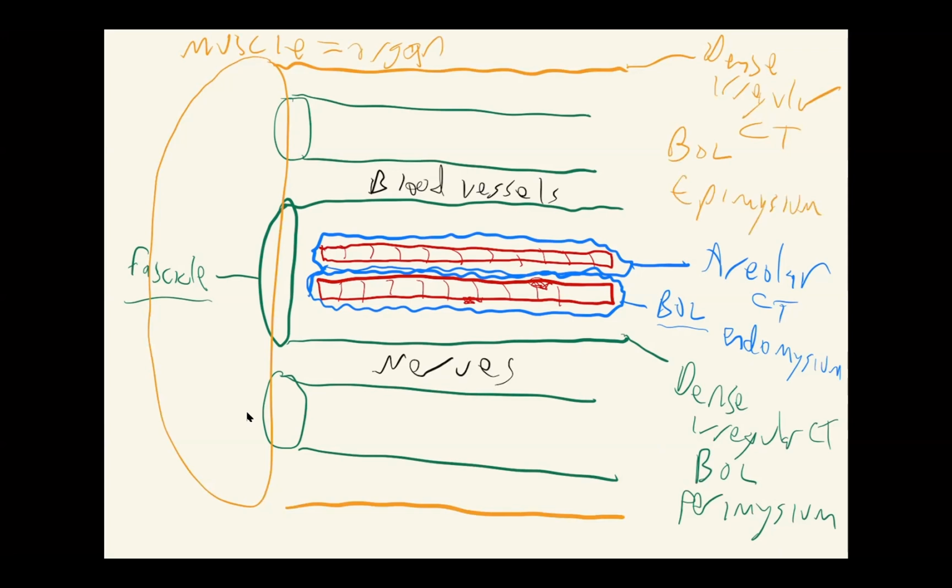All right. I've done an amazing job of drawing this. Again, it's one of the most beautiful drawings ever done in the history of everything.